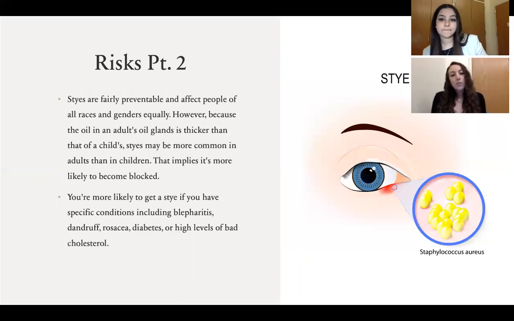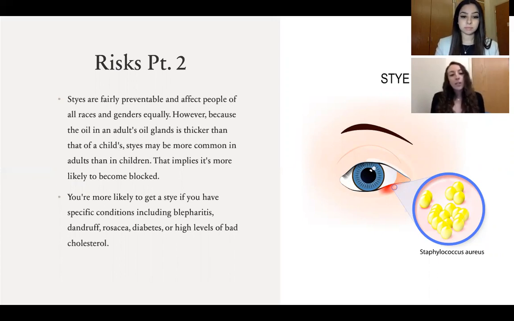So styes are fairly preventable and affect people of all races and genders equally. However, because the oil in an adult's oil gland is thicker than that of a child's, styes may be more common in adults than in children. So that implies it's more likely to become blocked.